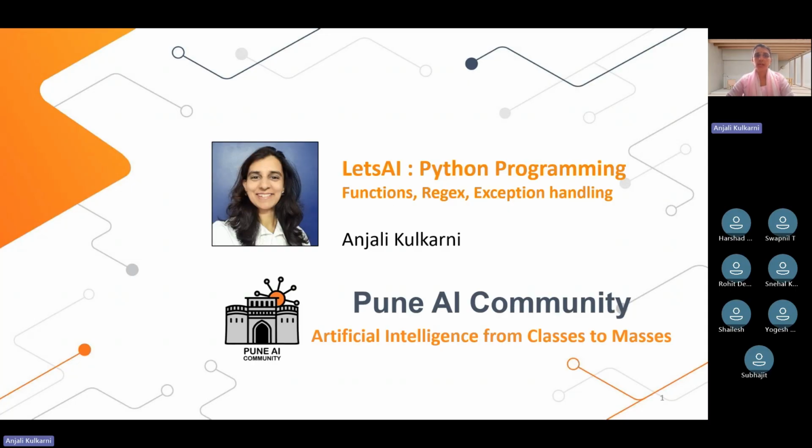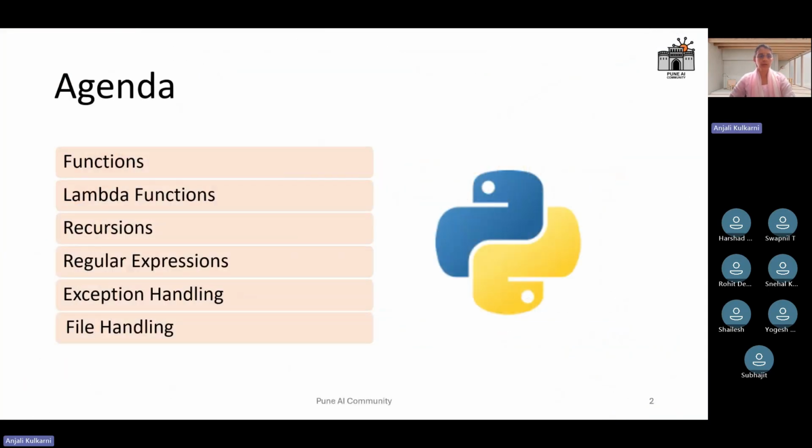Now, with all of that knowledge that we have gained, we will build on that and learn a few more things of Python. So today, we are going to cover functions. We'll begin with functions and some sophisticated types of functions which are called lambda functions. They're also called anonymous functions. Then we'll move on to recursions.